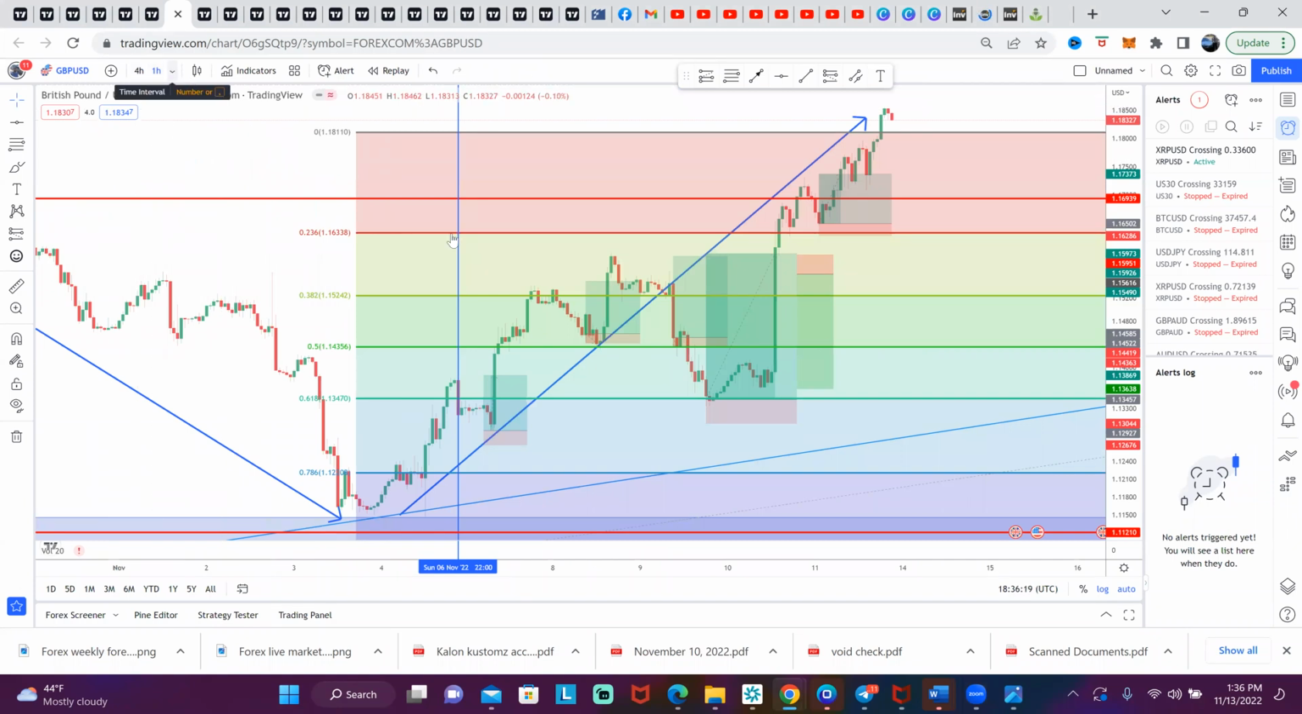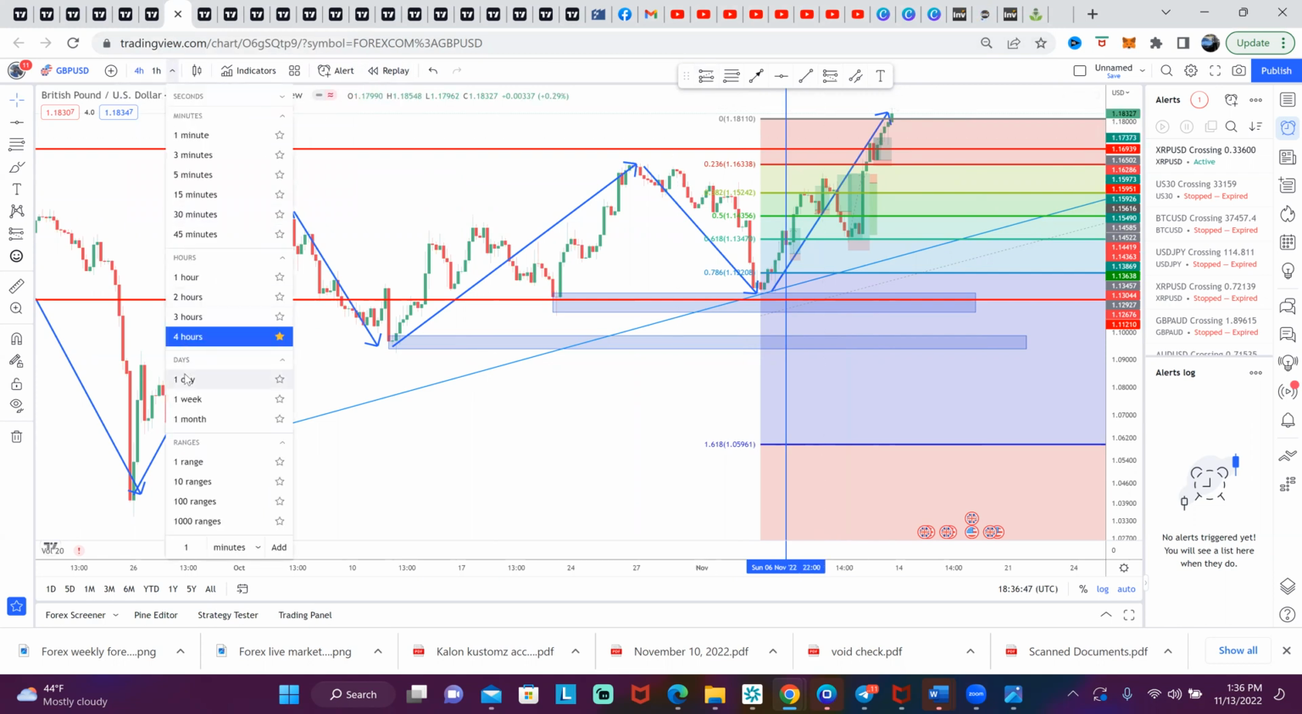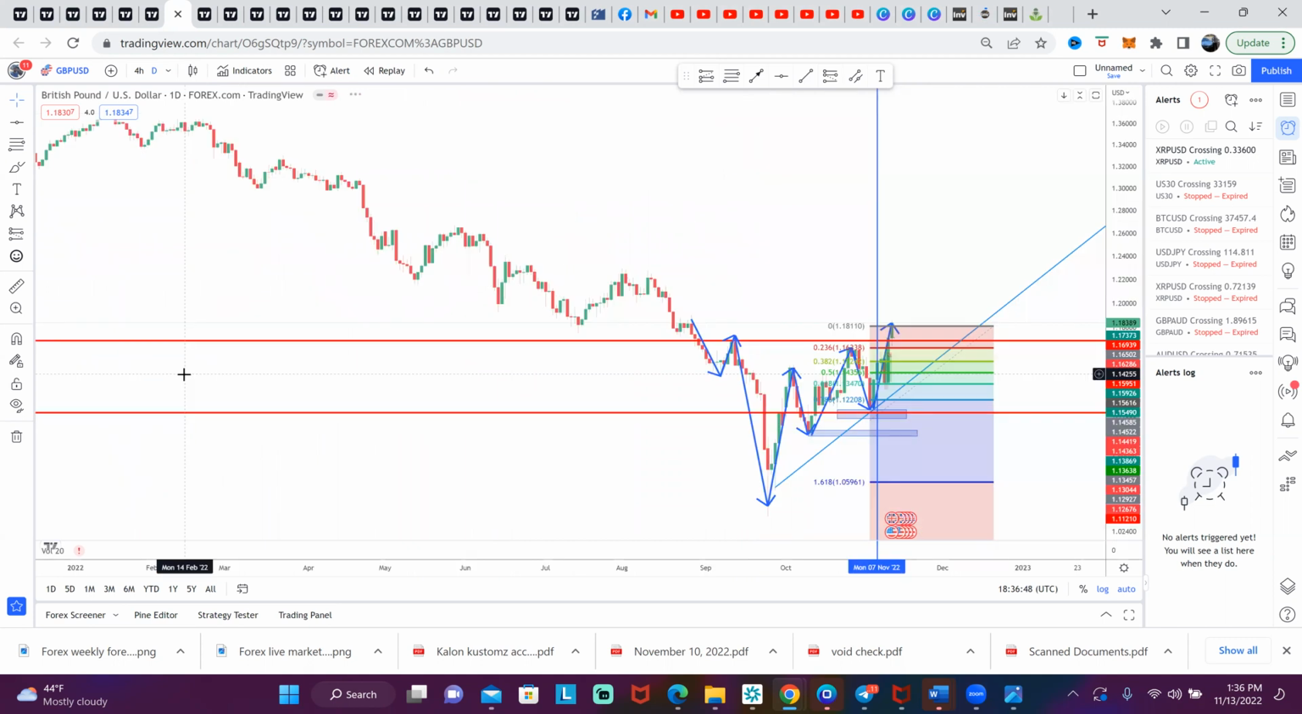Pretty much last week, GBP was in an uptrend, and you can catch these movements to the upside. Go to the 4-hour chart. So the way it played out, it rejected past the 78 retracement and shot up. So we're on an uptrend right now for GBP USD. Let me go to the daily so we see more of the bigger picture.